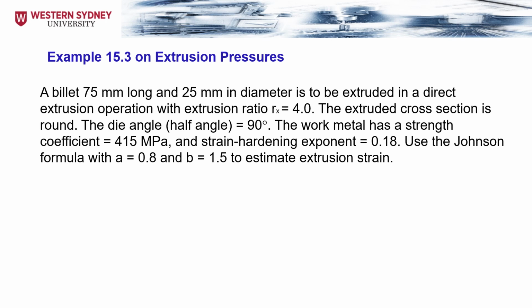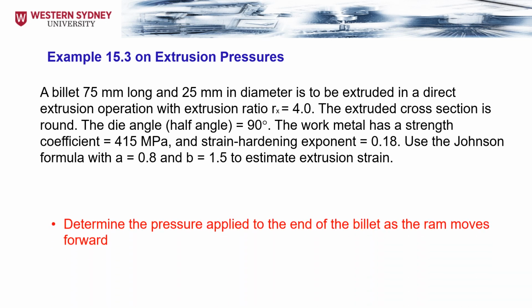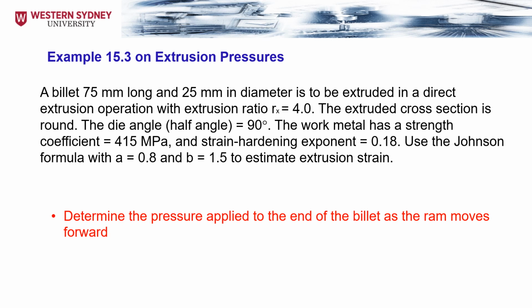The die angle alpha is equal to 90 degrees. The work metal has a strength coefficient of 415 megapascals, and the strain hardening exponent is equal to 0.18. Okay, now this is the K and this is the n. Now, for the Johnson formula, A is equal to 0.8 and B is equal to 1.5. Estimate the extrusion strain. We need to determine first the pressure applied to the end of the billet as the ram is moved forward.